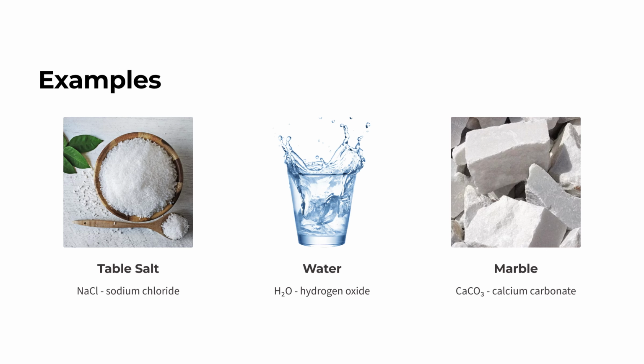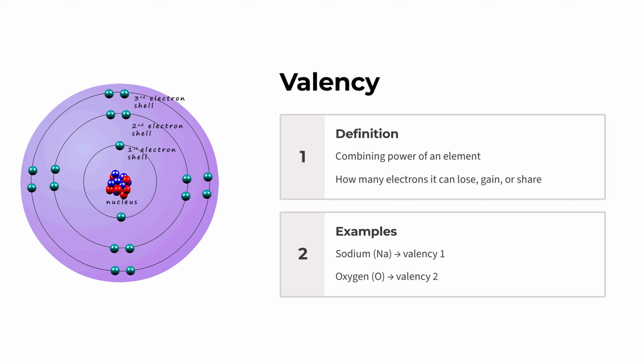But to really understand how these compounds form, we need to talk about valency. Valency is the combining power of an element. Imagine elements as friends trying to hold hands. Some can hold one hand, some can hold two, some can hold three. Sodium, for example, can hold one hand. That's why its valency is 1. Oxygen can hold two hands. Its valency is 2. This hand holding is how atoms connect to form compounds.